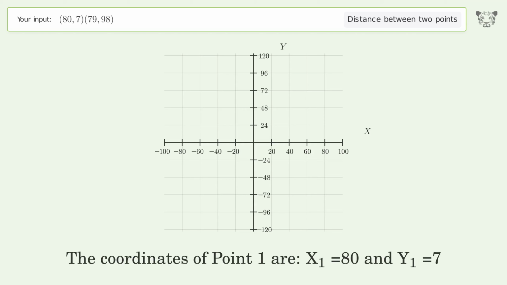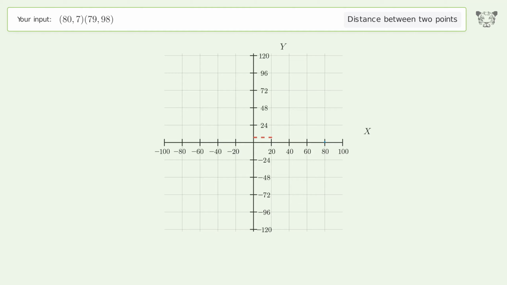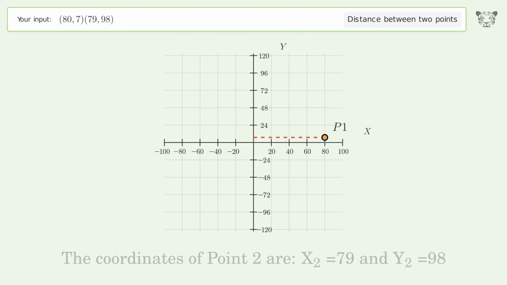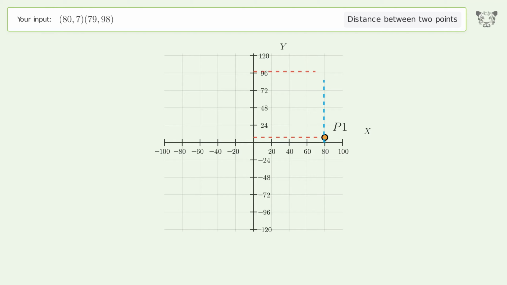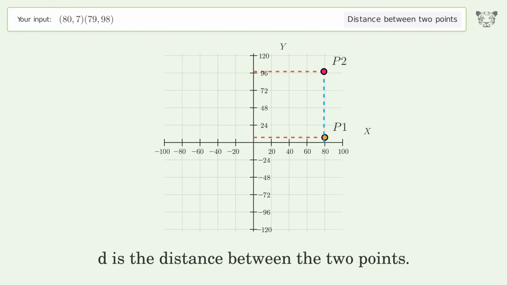The coordinates of point 1 are x1 equals 80 and y1 equals 7. The coordinates of point 2 are x2 equals 79 and y2 equals 98. D is the distance between the 2 points.